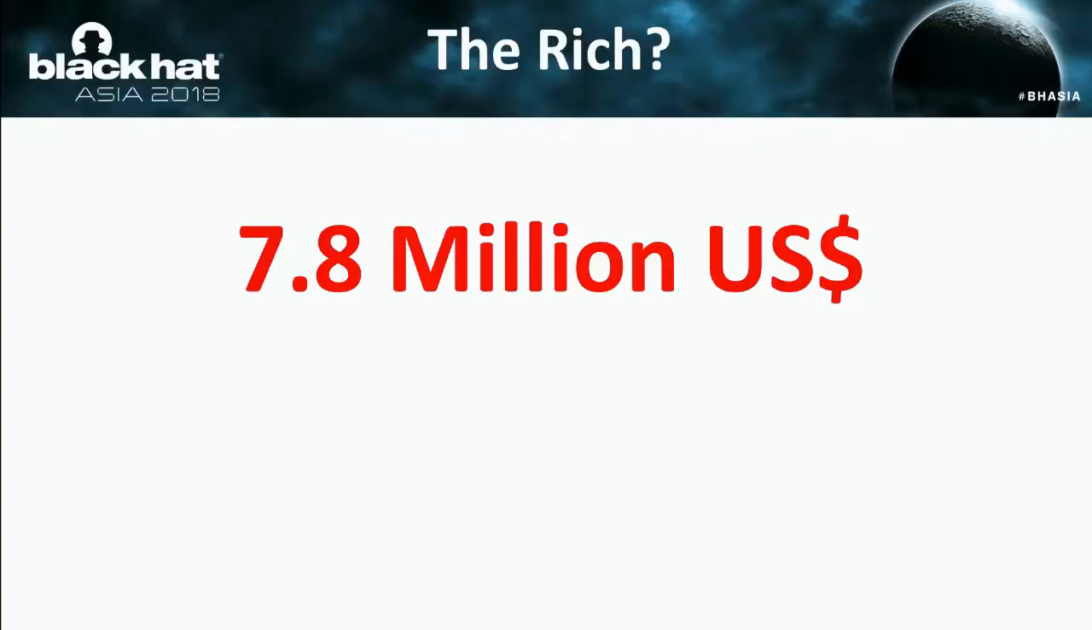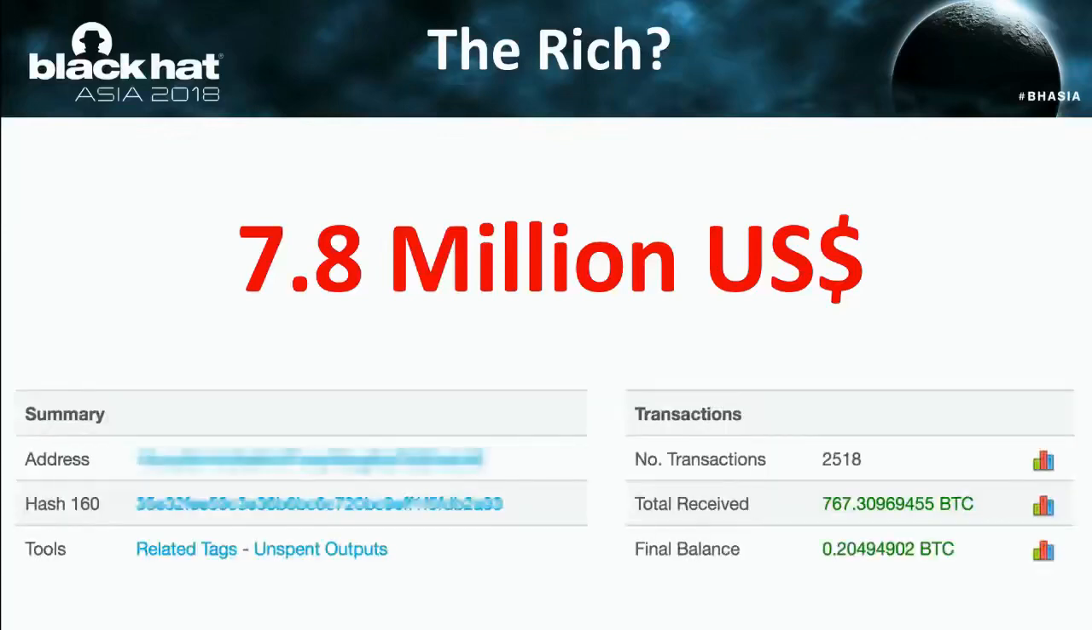And we checked this Bitcoin address through the blockchain, and we found out that this is the number of transactions, and this is the total received Bitcoin amount. And this Bitcoin amount is approximately 7.8 million US dollars. So they are rich.